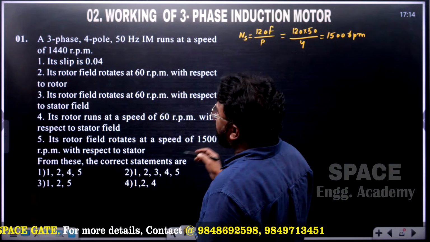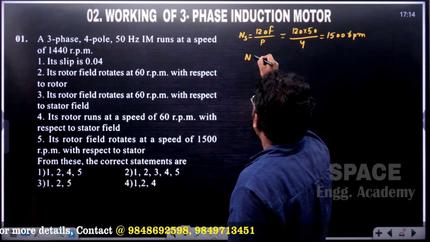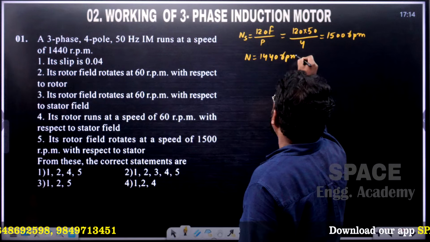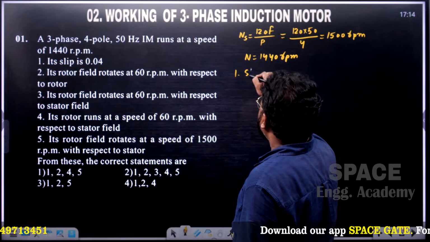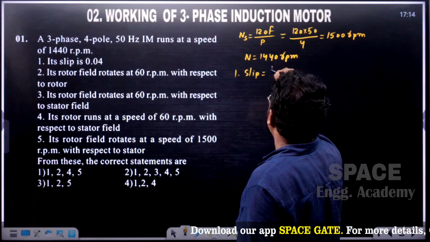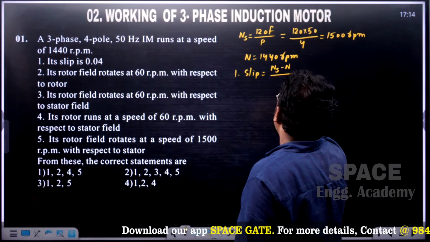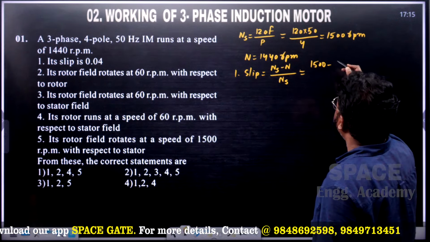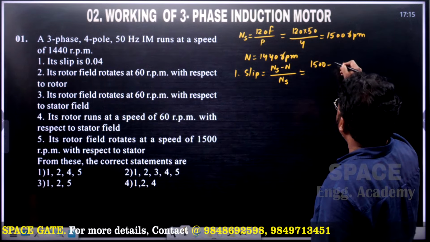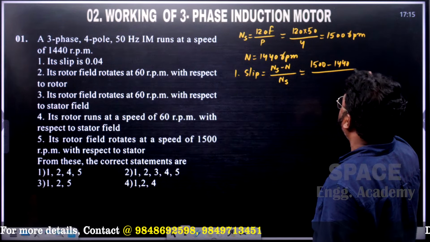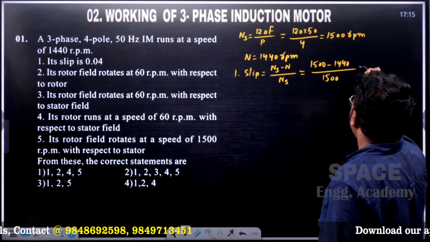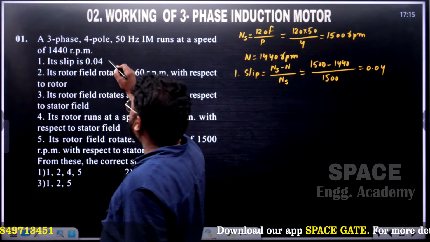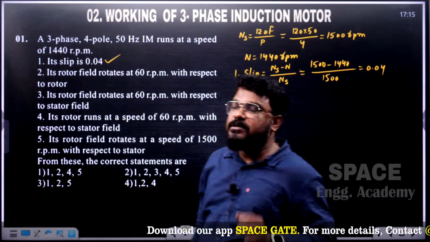And the slip of the motor: the given rotor speed is equal to 1440 rpm. Now let us calculate the slip. The slip of the motor is equal to Ns minus N divided by Ns, so 1500 minus 1440 divided by 1500, which is equal to 0.04. So its slip is 0.04, and this is the correct statement.